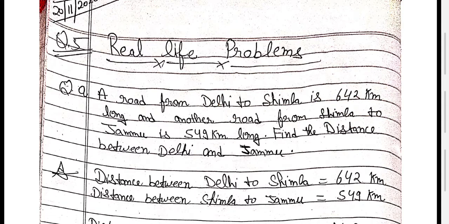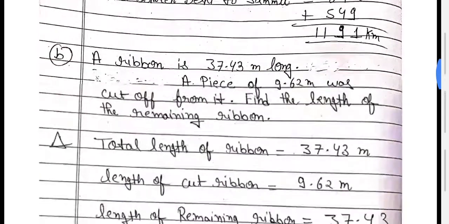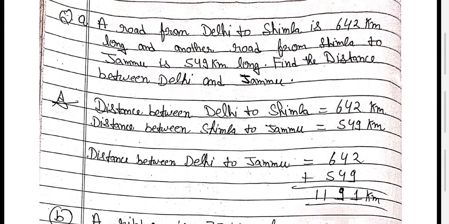Okay, you have to find the distance between Delhi to what? Jammu. This one you have to find out. Right here, the distance between Delhi to Shimla is this 642 kilometer, and the distance between Shimla to Jammu is 549 kilometer. Then what is the distance between Delhi to Jammu? Then you have to add both now, because if you want to go to Jammu, first you went to Shimla and then Shimla to Jammu.